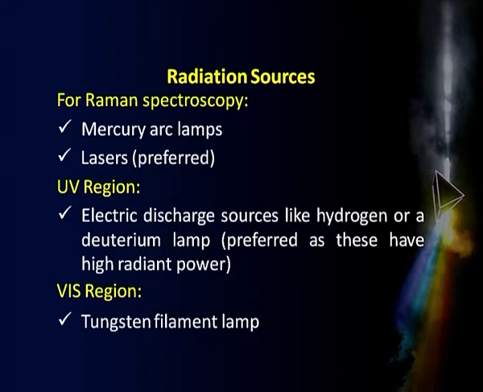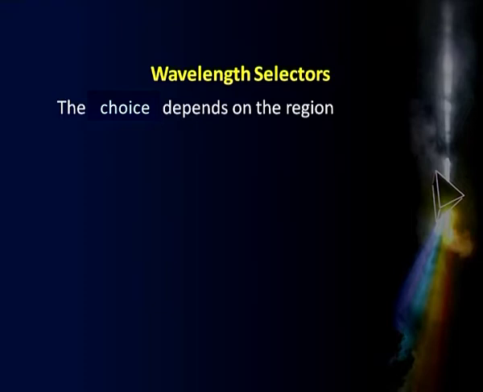So, that is the whole range I get from visible lamp. Having talked about radiation sources, now let us see, as I mentioned earlier, our radiation sources are polychromatic. So, I need some kind of a mechanism to select appropriate wavelengths out of that. We need some kind of a device for that. Here again, the choice will depend on the region of the spectrum I am talking about.